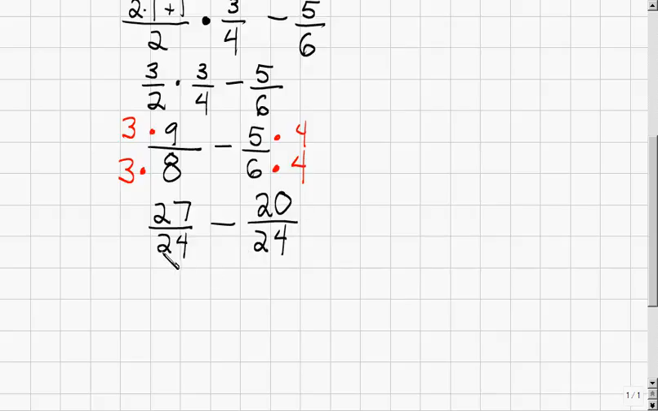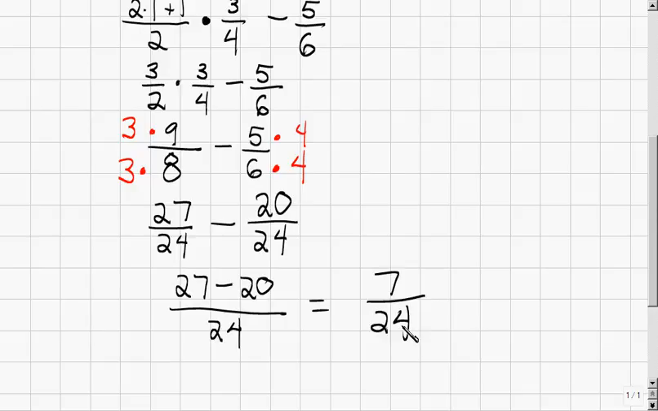Now that we have two fractions we're subtracting with common denominators, we could subtract the numerators. So this becomes 27 minus 20 over the common denominator of 24. And 27 minus 20 becomes 7. So our final answer is 7/24.